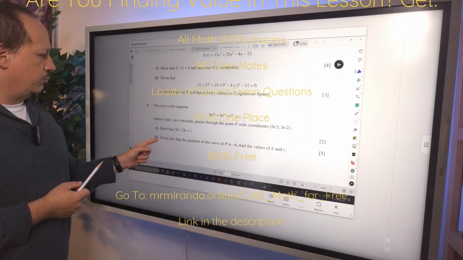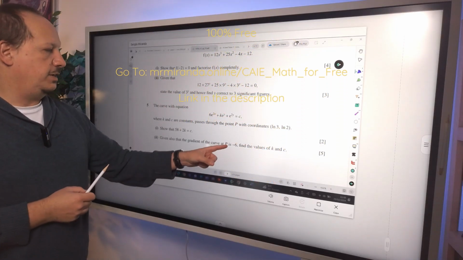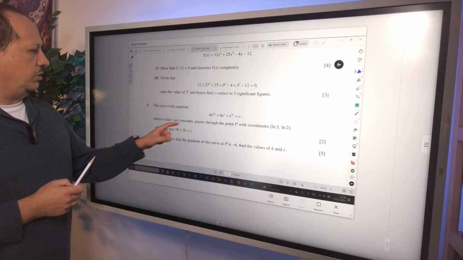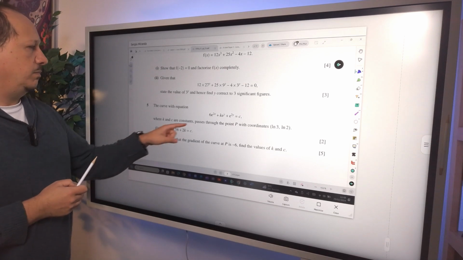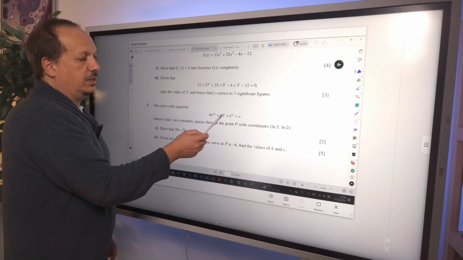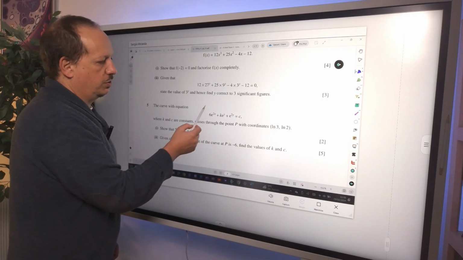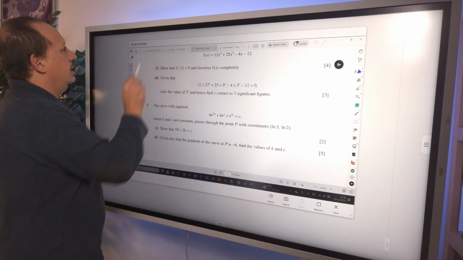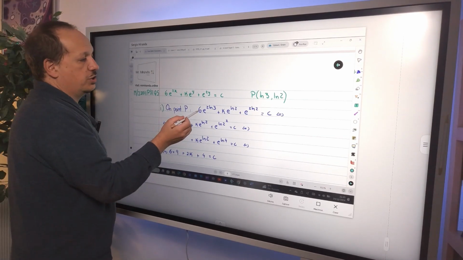And the second sub-question, given also that the gradient of the curve at P is minus 6, find the values of k and c. So in order for you to solve this, you have to just plug in the values of P into the equation. All right, this is defined in terms of k. You know a point that belongs to the line defined by this equation, so just go ahead and substitute the point there. So on point P, the equation is just going to be this.